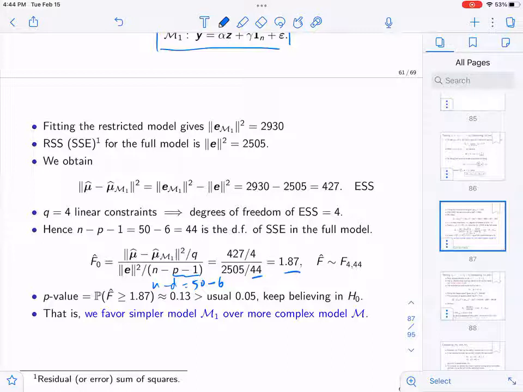That's the value of the statistic, and we know that this is in general distributed like an F under the null with 4 and 44 degrees of freedom. So then you can compute the p-value. Turns out to be 0.13. It's bigger than the usual 0.05, so we don't reject.